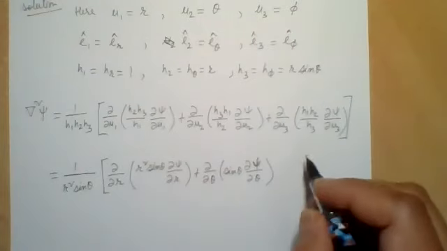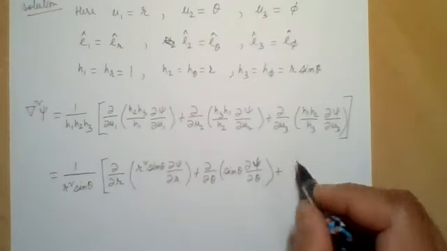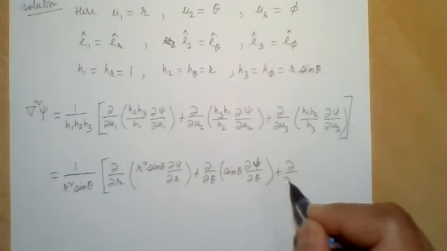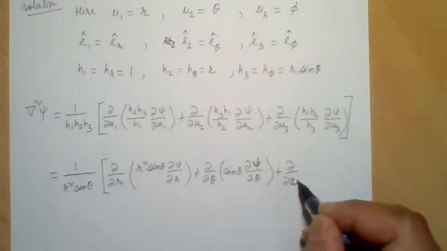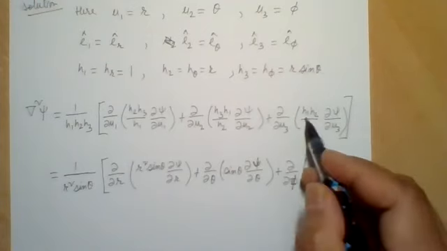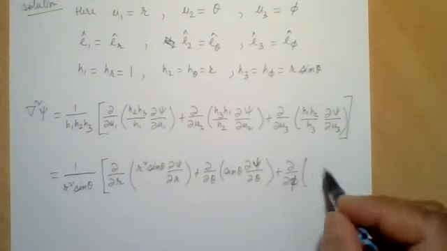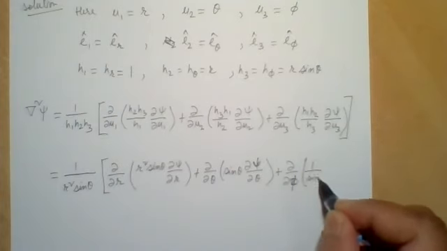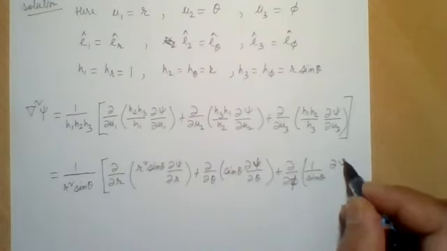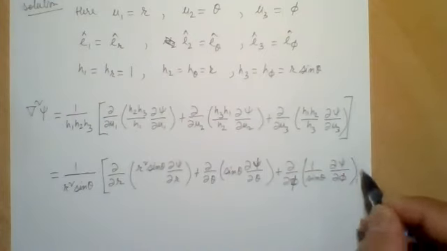Plus dou by dou phi. H1 is 1, this is r, this is r sine theta, so this is 1 by sine theta, dou psi by dou phi.